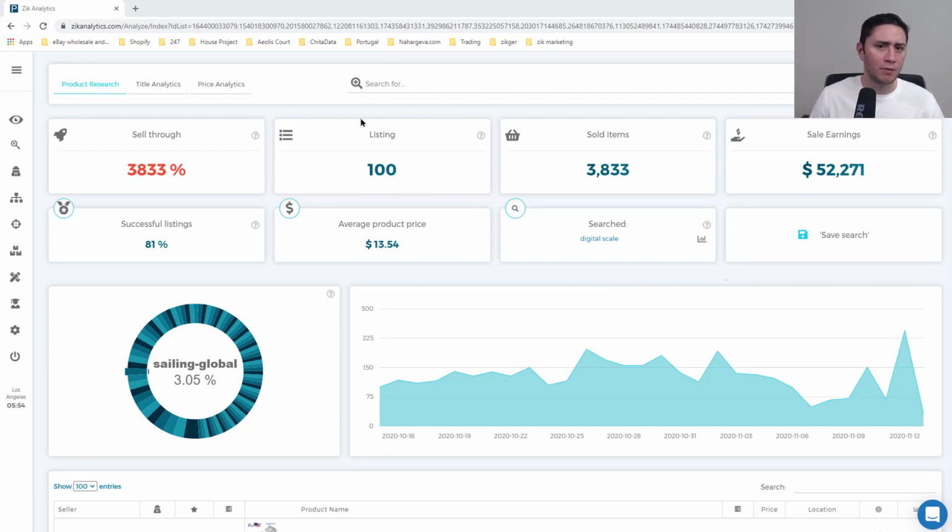As you can see, we're starting with validating demand and competition for this specific niche, digital scale. You can see that on the first page of eBay, the first 100 active listings under the best match result generated $52,000 in sales in the last 30 days. We're talking about an 81% success rate, a very diverse niche. The demand level is very high, with a lot of sold items, and the average selling price is $13. So based on these statistics, looking generally at the niche, it looks like we found a very good niche here. There is enough demand and enough chances to succeed if we can rank our product on page 1.